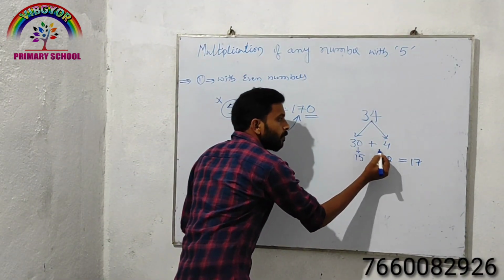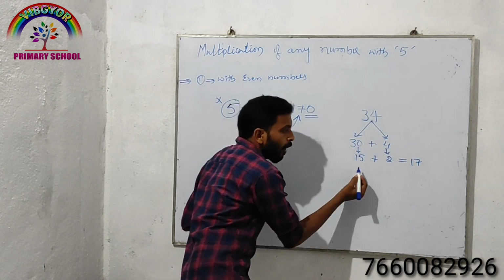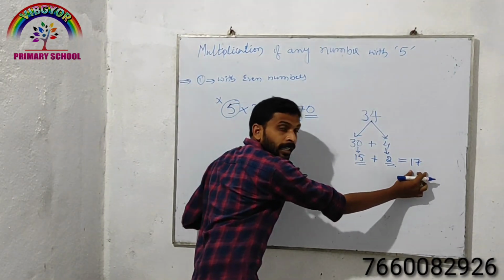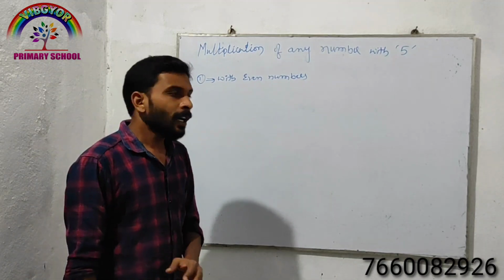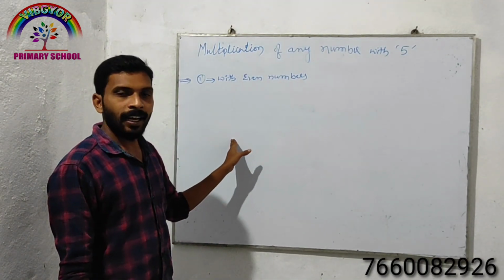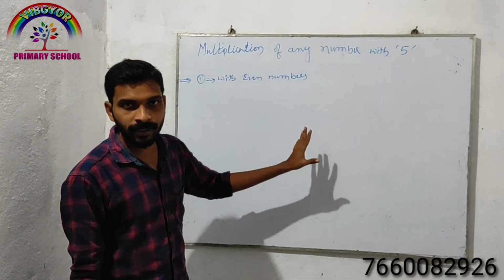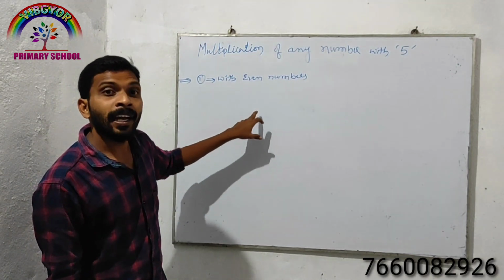Here, half of 30 is 15, half of 4 is 2. If you add these two halves, then you are going to get the whole half of this 34. Okay? So now let's take the splitting method for the bigger numbers and listen how I am going to split that and how I am going to get the answer. Here I am going to consider some examples. Listen carefully and practice yourself.